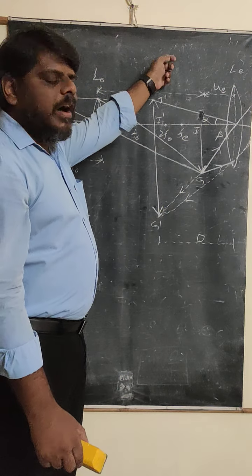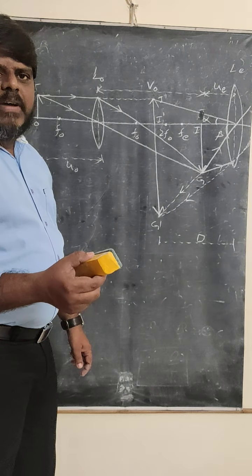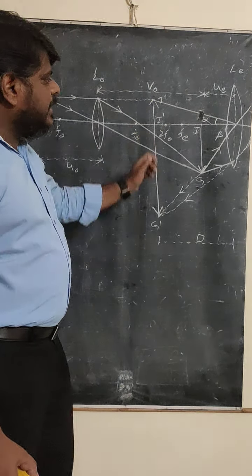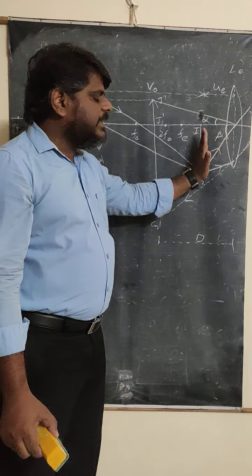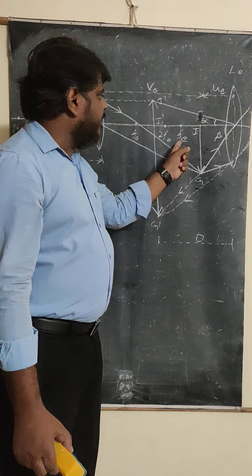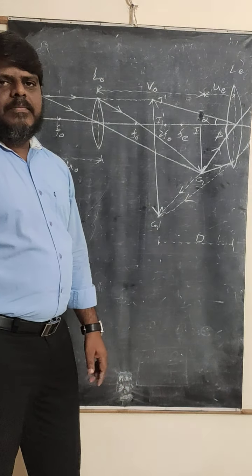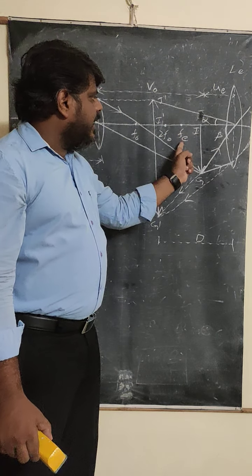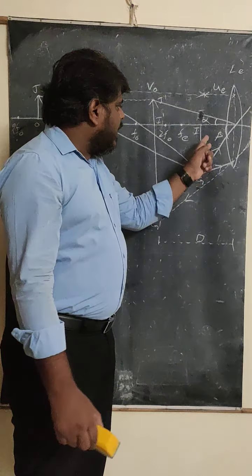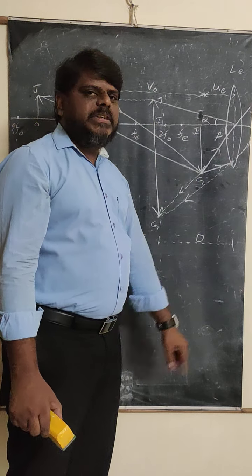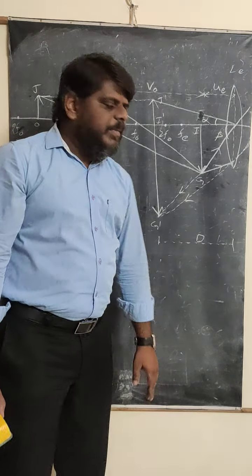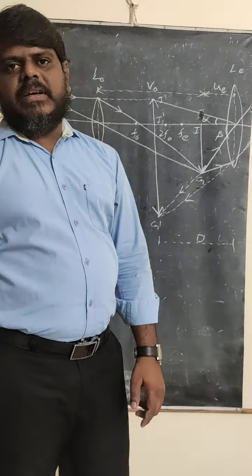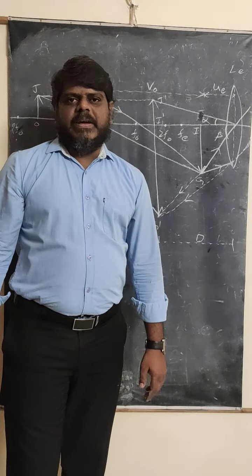After that, by using the rack and pinion screw, for the near point adjustment, you adjust the screw so that the image I'G' is produced between FE and the optic center of the eye lens. When the image is produced between FE and the optic center, the final image is formed at D, the least distance of distinct vision. This is the near point adjustment.